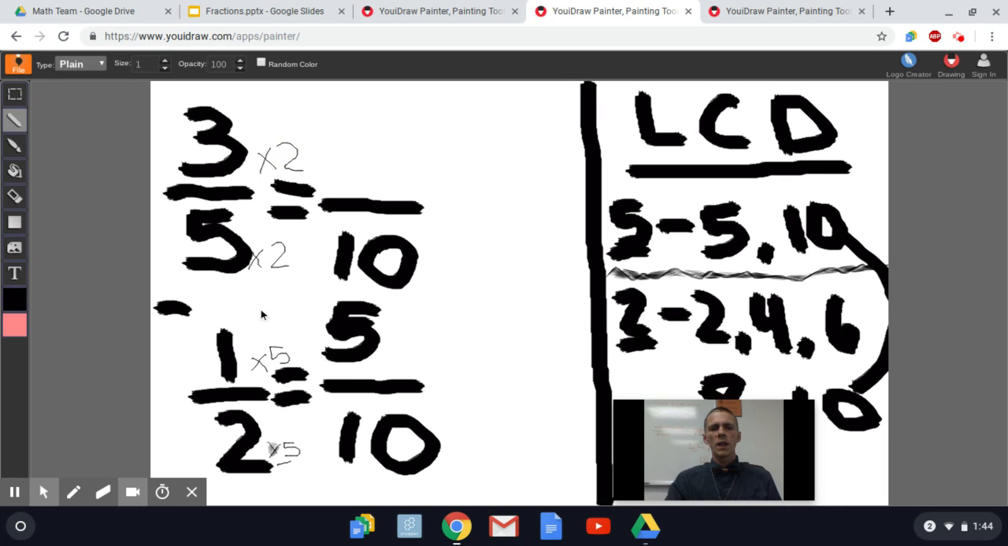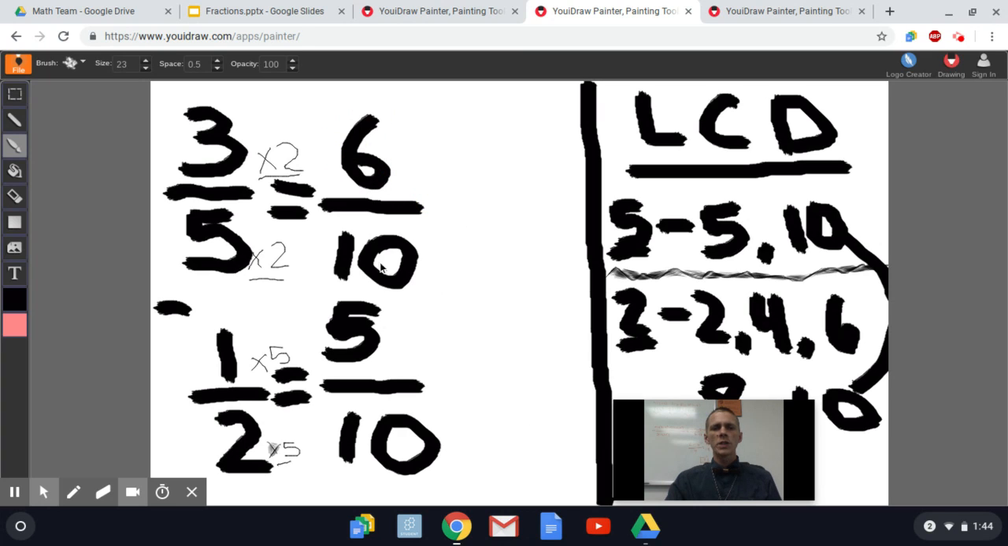Now, I know I say that a lot. Whatever you do to the bottom, you do to the top. The reason I say that is to stick it in your mind. So when you start doing fractions by yourself, that stays in your mind and you always know whatever you multiply the bottom by, you multiply the top by. So 3 times 2 gives us 6.